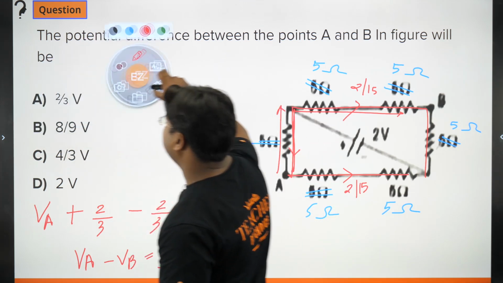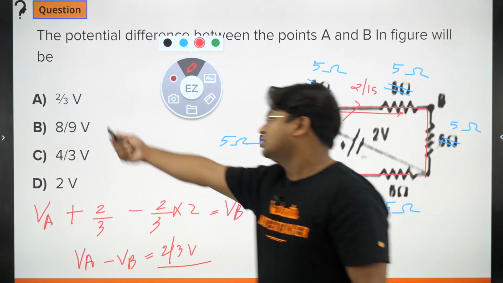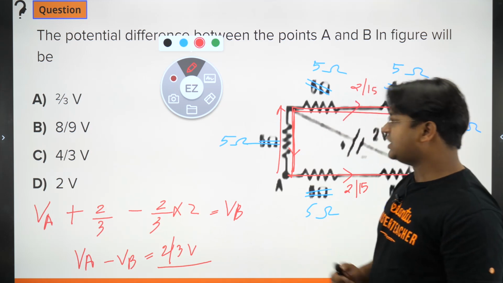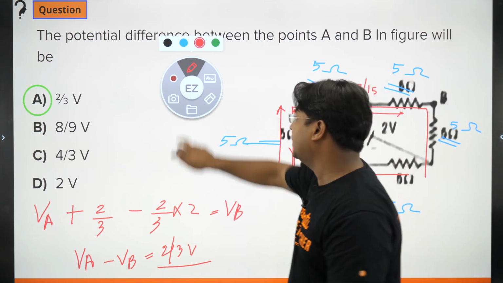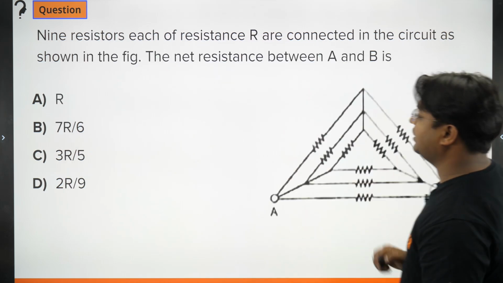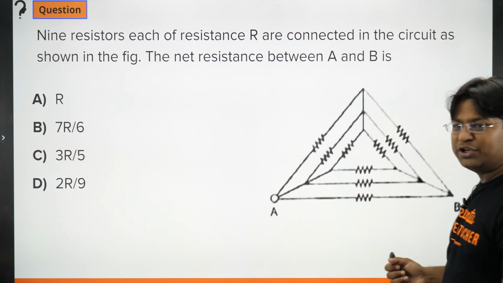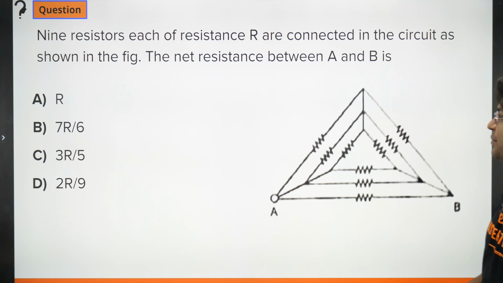Let's see whether we have an option like that. So option A is the correct one. Yes, A is indeed the correct one. Let's move to the next one now. I do believe you're going to find this question pretty simple.